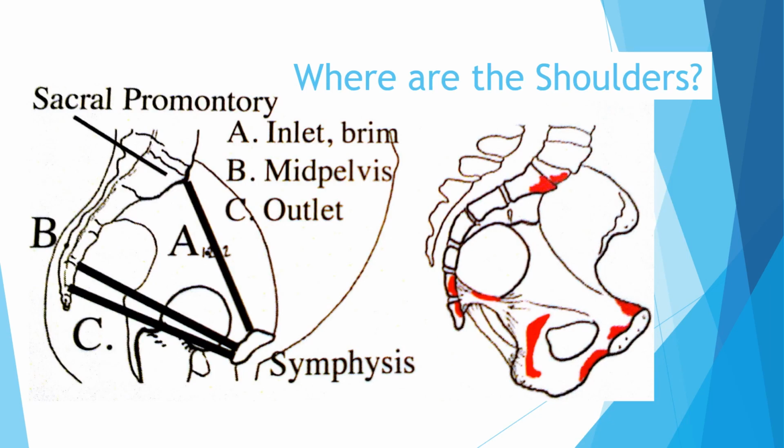Where are the shoulders? Sacral prominent, and it's helpful for you to know because each maneuver is going to be different. Where's the shoulder stuck? Is it stuck high in the pelvis? Is it stuck on that outlet brim? Is it stuck in the mid pelvis? Where are the shoulders stuck? Because that'll help you determine which maneuver to use.